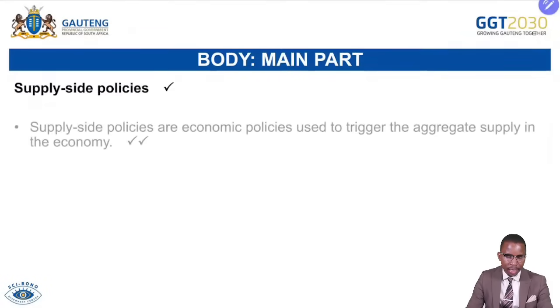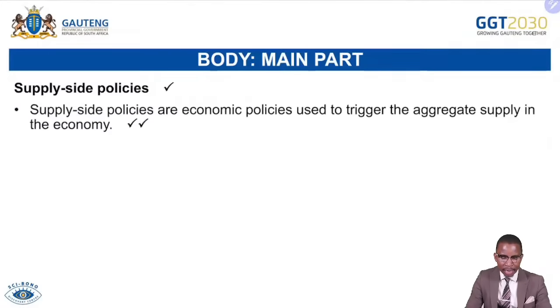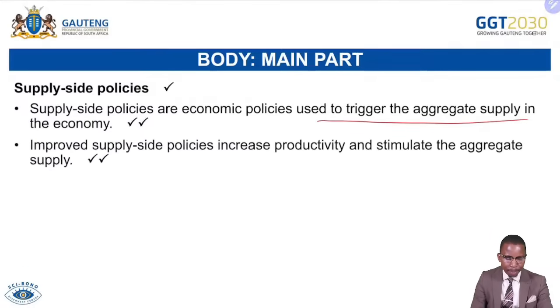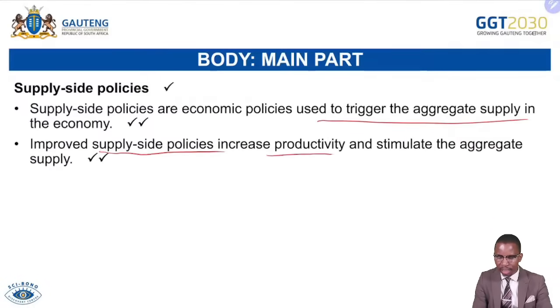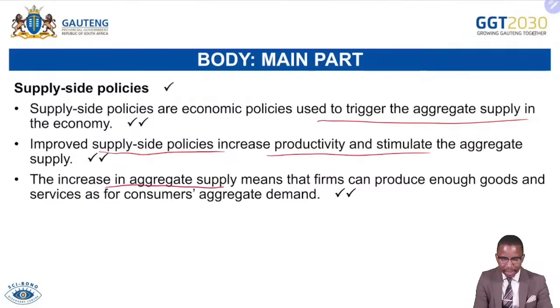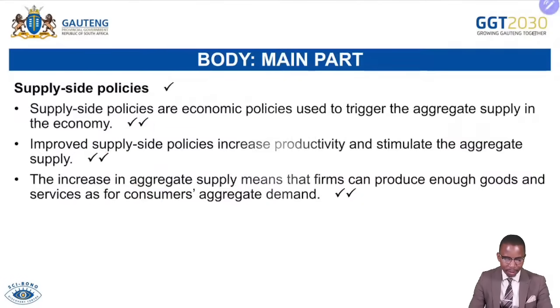Supply side policies are the economic policies used to trigger aggregate supply in the economy. Improved supply side policies increase productivity and stimulate the supply of goods and services. The increase in aggregate supply means that firms can produce enough goods and services as per consumers' aggregate demand.